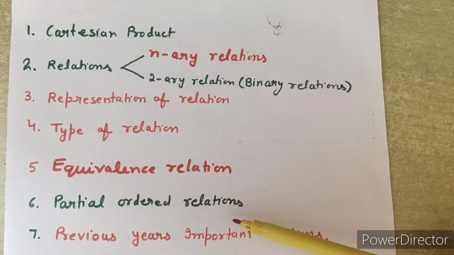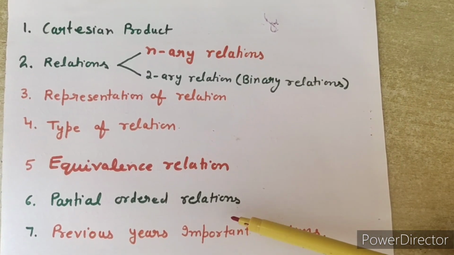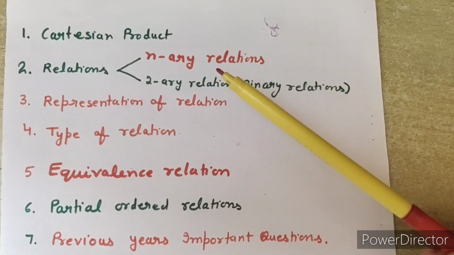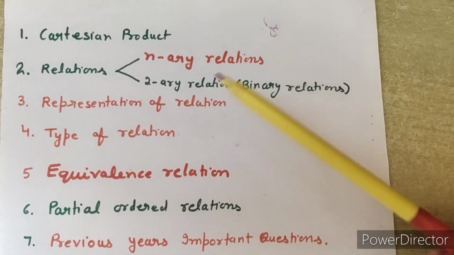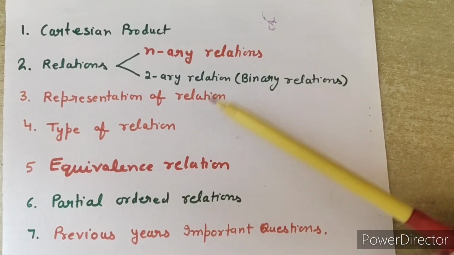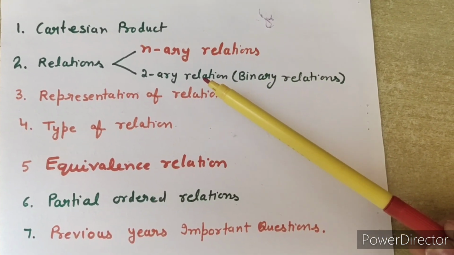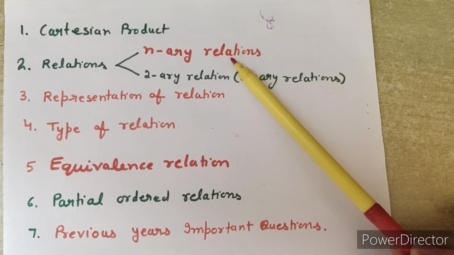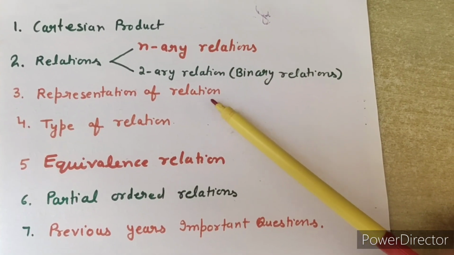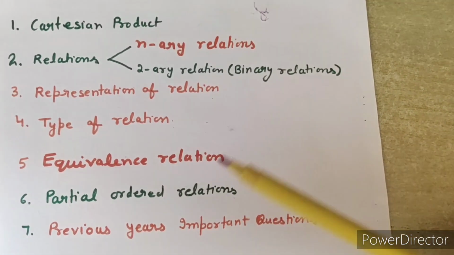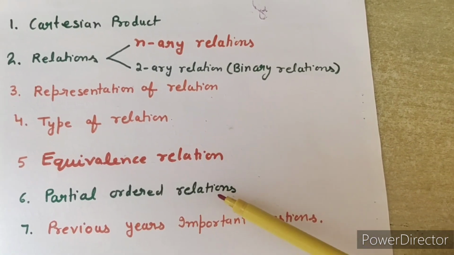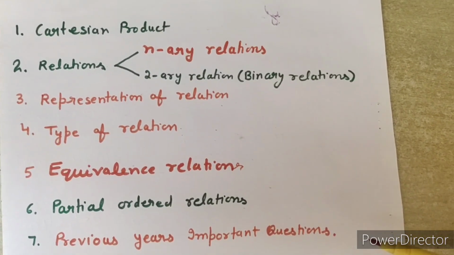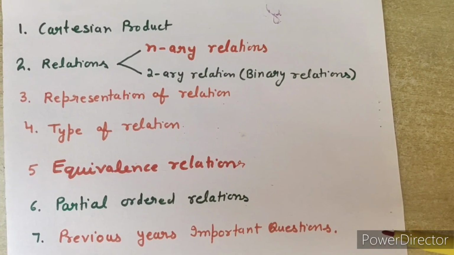In this playlist, we will cover the following topics. In this lecture, we will learn the Cartesian product of two sets, three sets, n sets. Then, in the coming lectures, we will learn the definition of relations, binary relations, and n-ary relations, how to represent the relations, then different types and properties of relations, equivalence relations, and partial order relations, and the important questions which are asked in various examinations.